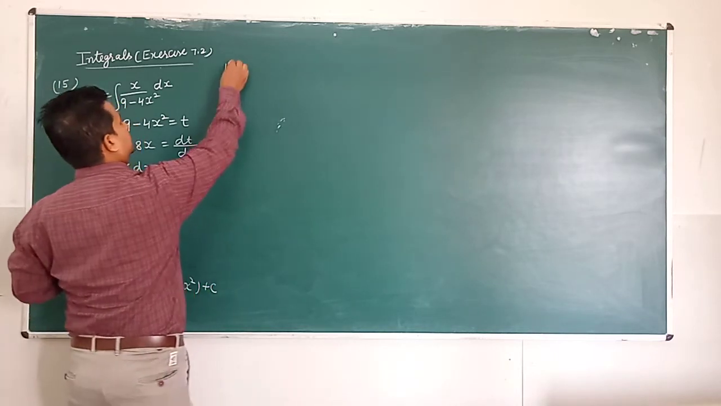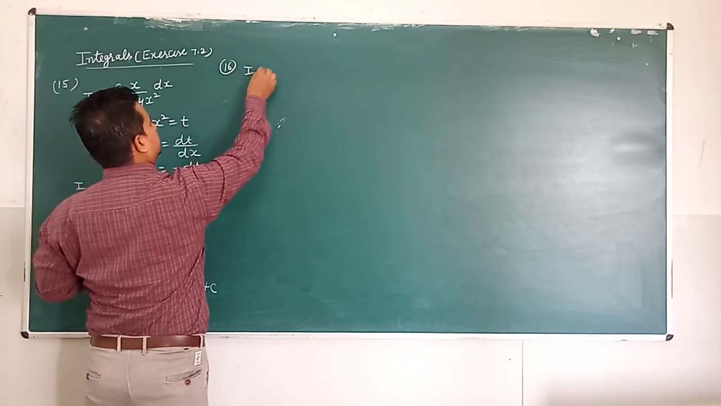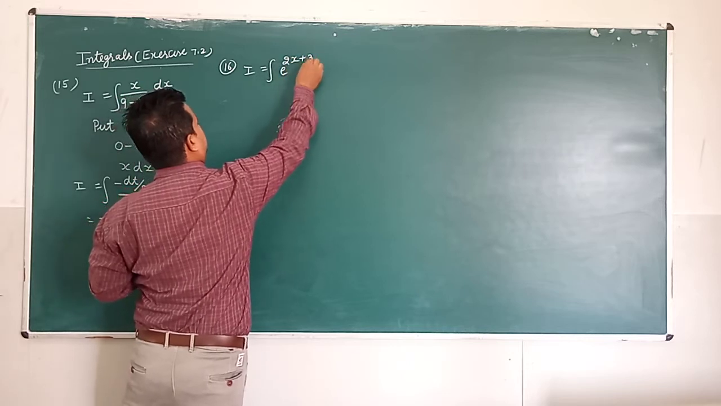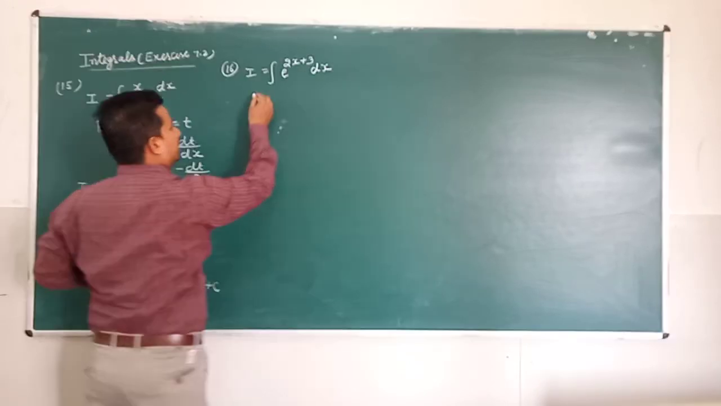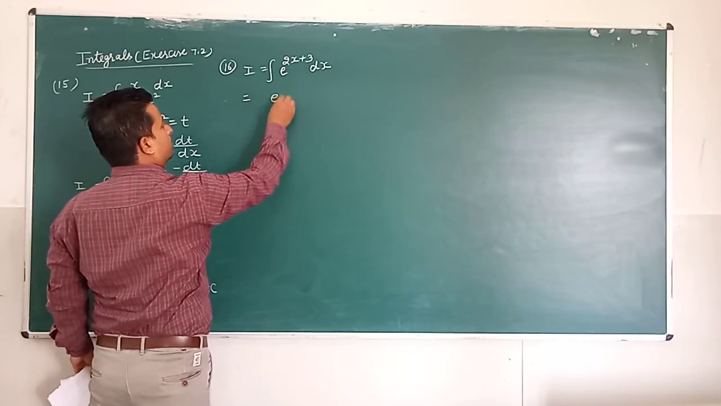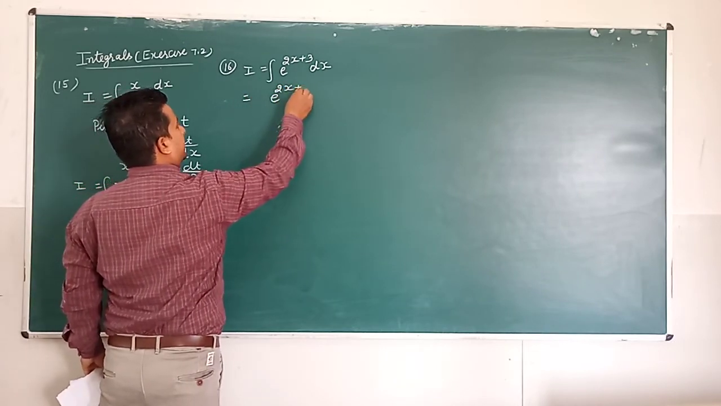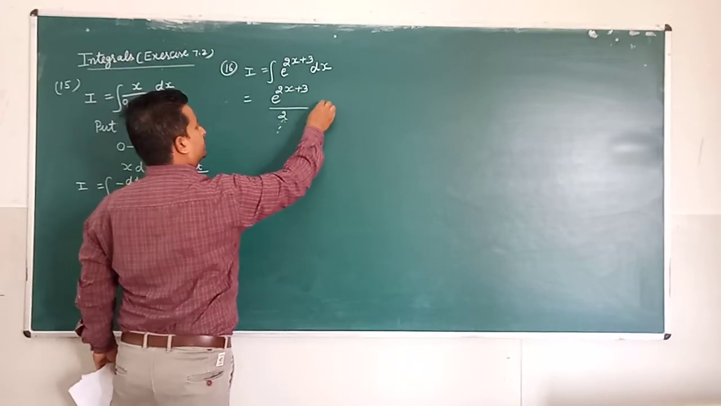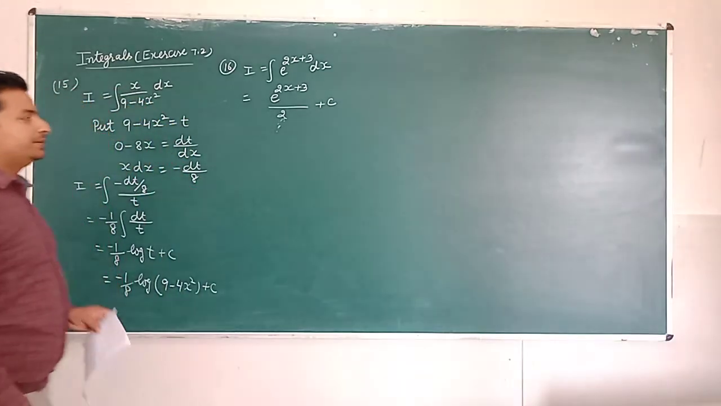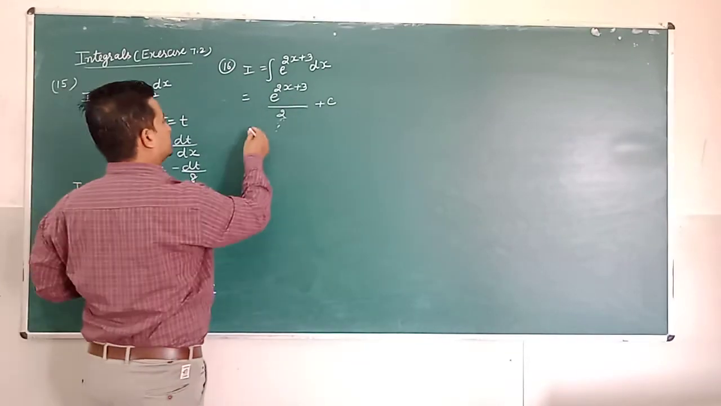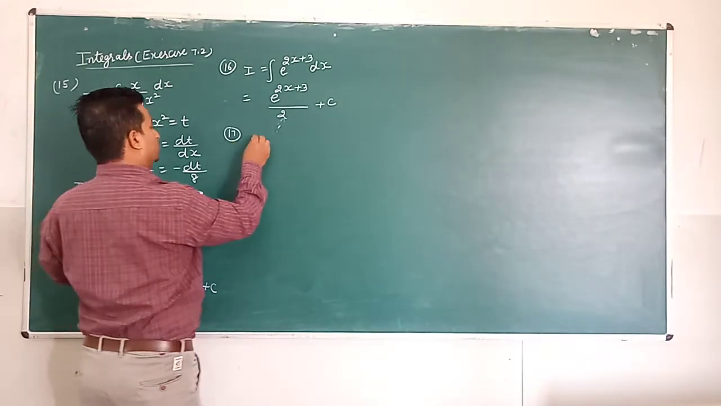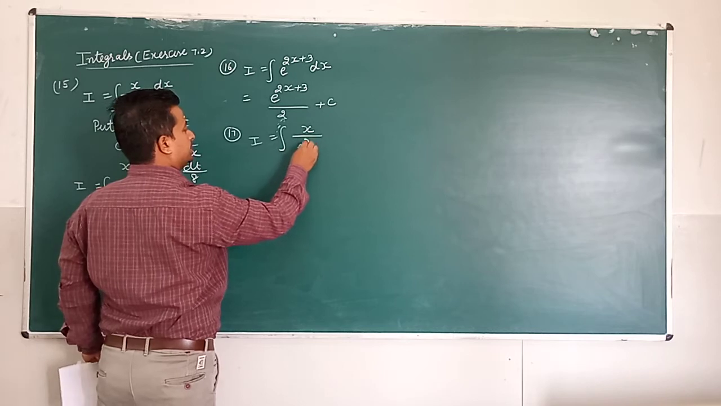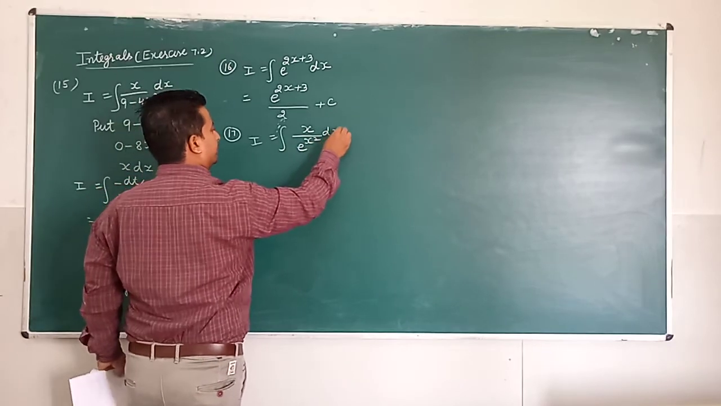In question number 16, I is equal to e power 2x plus 3 dx. As we know, integration of e power is the same, divided by differentiation of the power, which is 2. So its integral is e power 2x plus 3 divided by 2. In question number 17, the statement is e power minus x square.